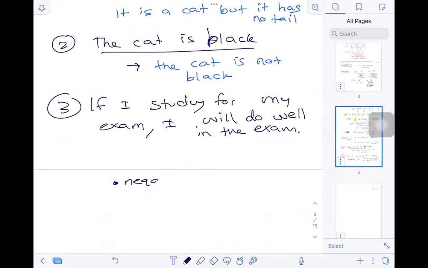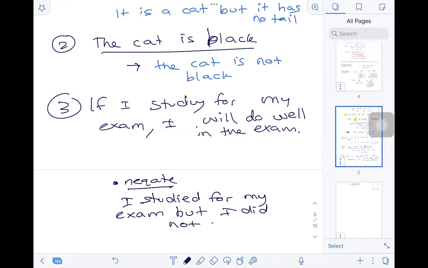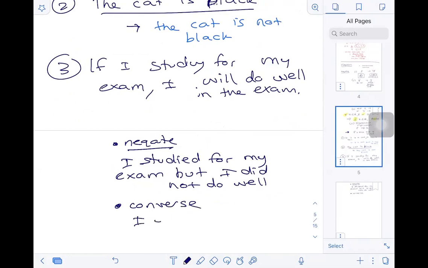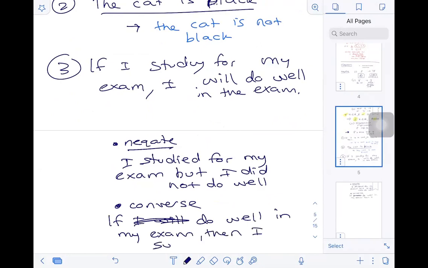If I want to negate it, what that means is I studied for my exam, so keep the original statement, but I did not do well. Okay, if I want to do the converse, you just swap it. If I do well in my exam, then I studied for my exam.